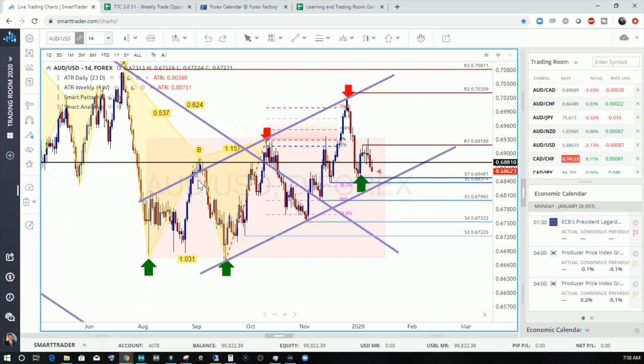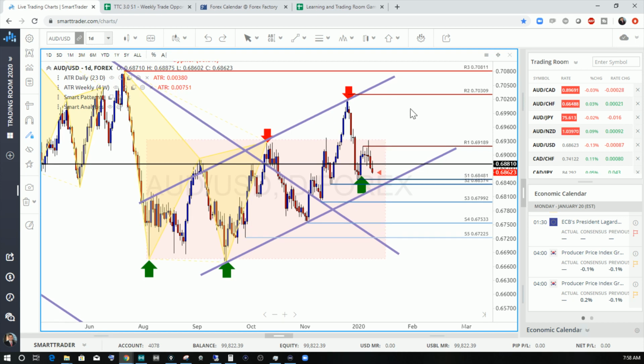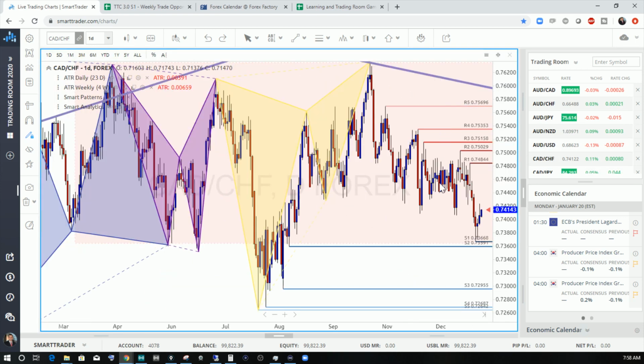Now I do realize that we did come into this range again, so it'll be very important for us to break out at the top of the range right here as it starts chasing after the top of the channel. So I'm going to say stay bullish on the Aussie US dollar. This is just a correction move. And moving on to the Canadian Swiss.